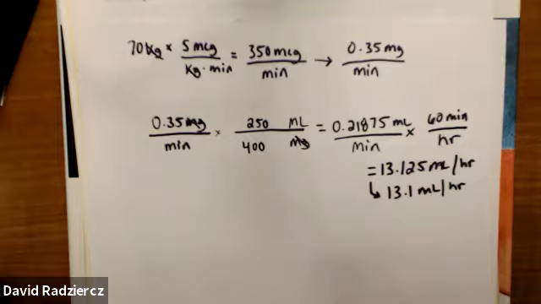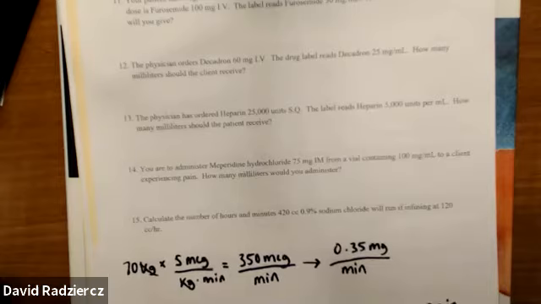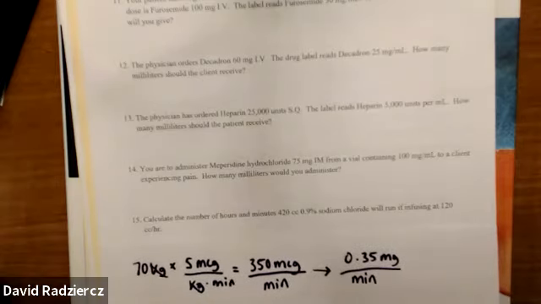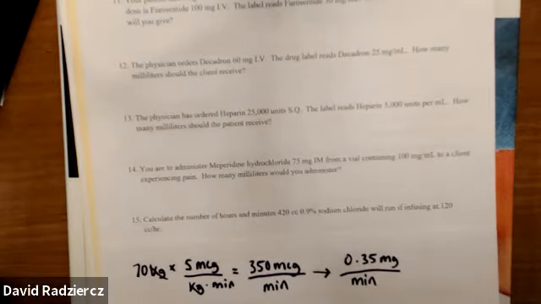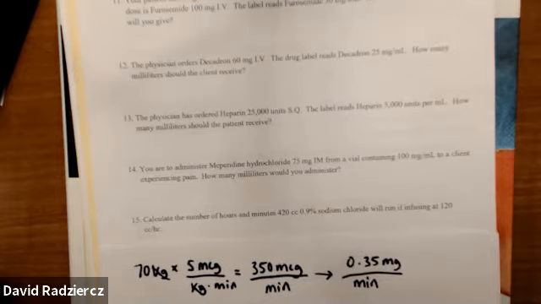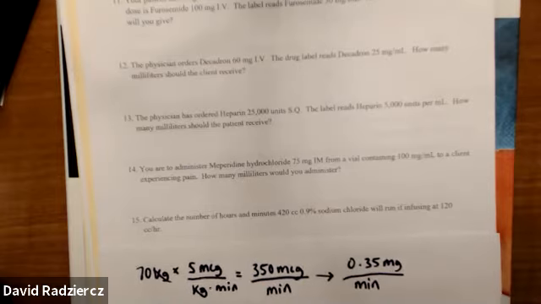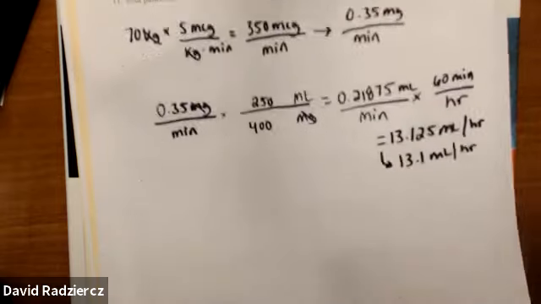All right, so that was 8. And we said 15. All right, so it says calculate the number of hours and minutes that 420 cc's of 0.9% sodium chloride will run if infusing at 120 cc's per hour.